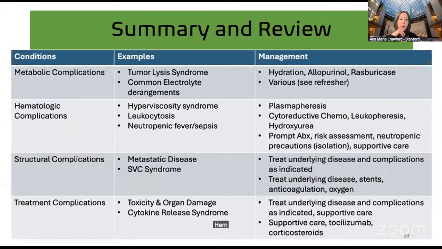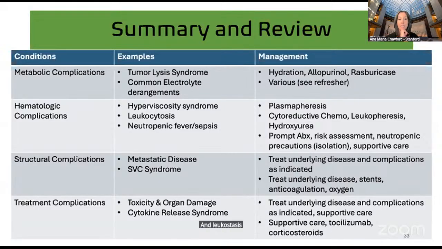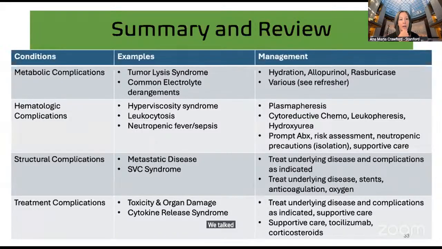Hematologic complications are also very common. Today we discussed hyperviscosity syndrome, which may require plasmapheresis. We talked about leukocytosis and leukostasis, which requires cytoreductive chemotherapy first off, but may require hydroxyurea and leukapheresis if cytoreductive chemo is not able to be given right away. Dr. Jackson did an excellent job talking about neutropenic fevers and sepsis. Again, you want to isolate these neutropenic patients, but you want to keep them out of the hospital if possible.